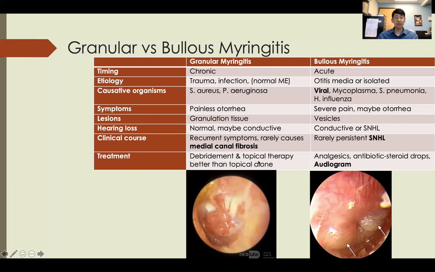The treatment is a combination, ideally a combination of debridement and topical therapy, rather than just topical therapy alone, according to studies. Also, you can use some dilute vinegar irrigation, which tends to work potentially better than your antibiotics and steroids, according to a couple of studies.